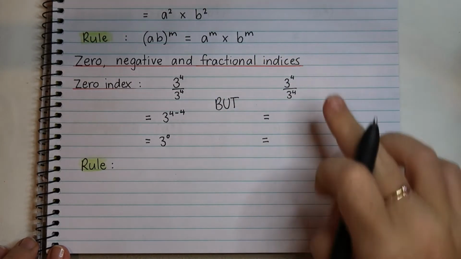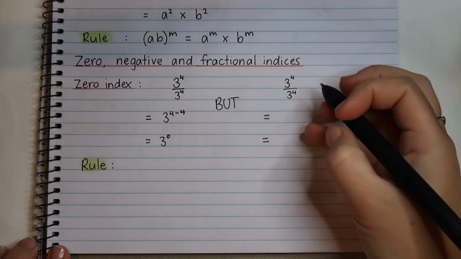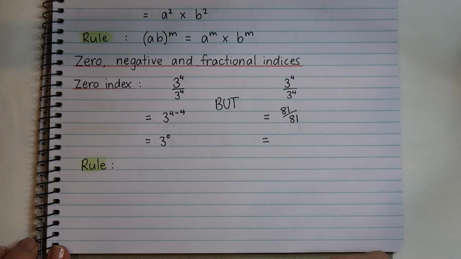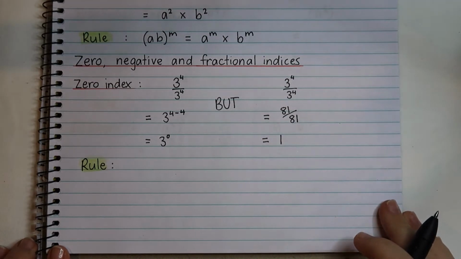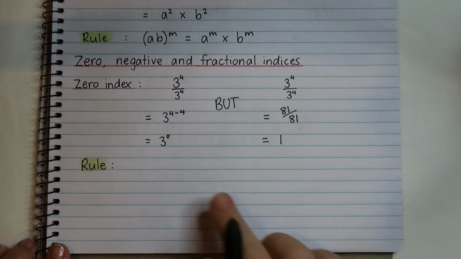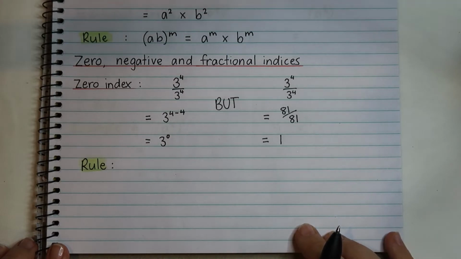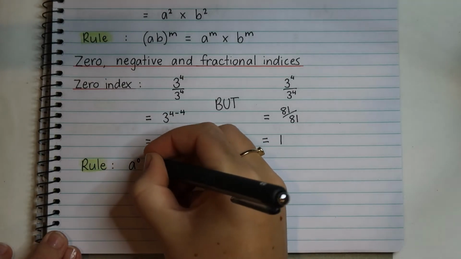But we also know that 3 to the power of 4 divided by 3 to the power of 4 is equal to 81 divided by 81. And we know that 81 divided by 81 is equal to 1. So to be consistent, we should have that 3 to the power of 0 is equal to 1. This demonstration could be repeated for any base except 0. So we say that a to the power of 0 is equal to 1.